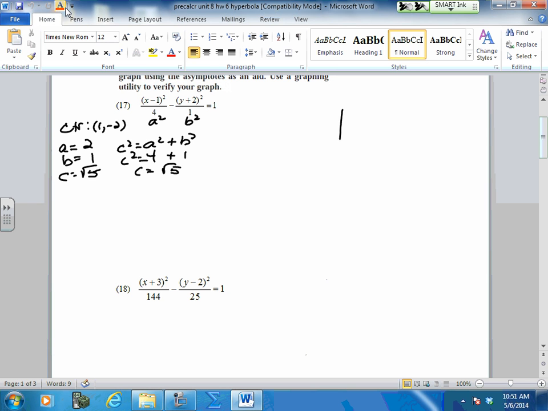Everybody work with me here. Get your center, 1, negative 2. Let's draw a translated axis with this center. Your center is at 1, negative 2. Your transverse axis is your major axis. It's the only one we're going to work with. It's going 2 to the left and 2 to the right. Agree?